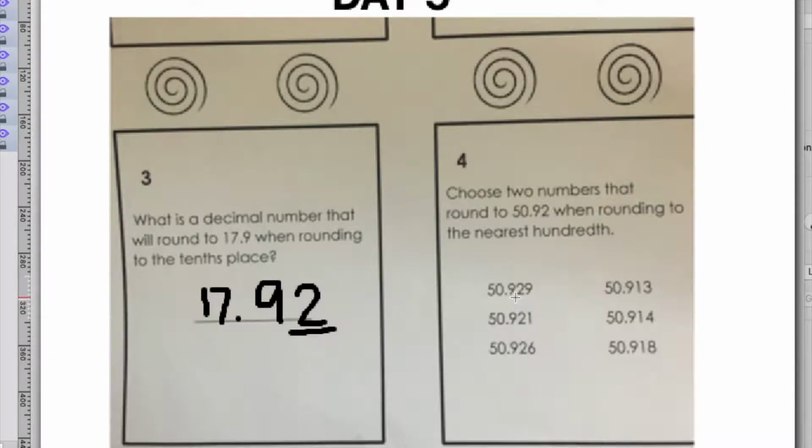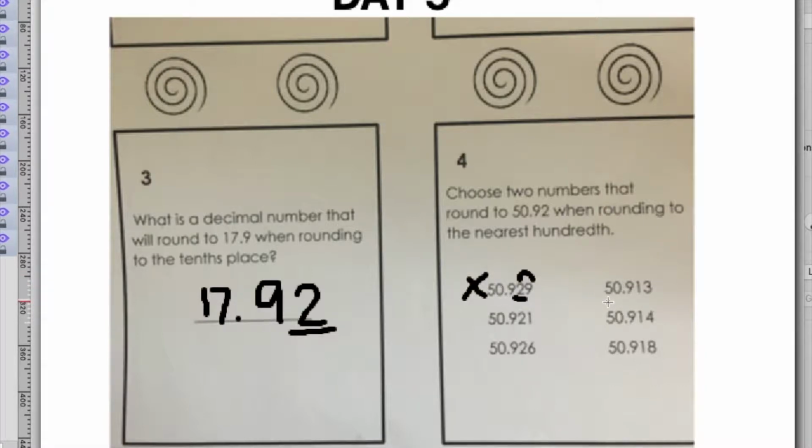So on our first number, I start at the hundredths place, which is the 2. If I look next door, what does that 9 tell the 2 to do? It tells it to go up. So that 2 turns into a 3. So it does not end up having 50 and 92 hundredths. It ends up rounding to 50 and 93 hundredths. So that's not right. Let's go over here.